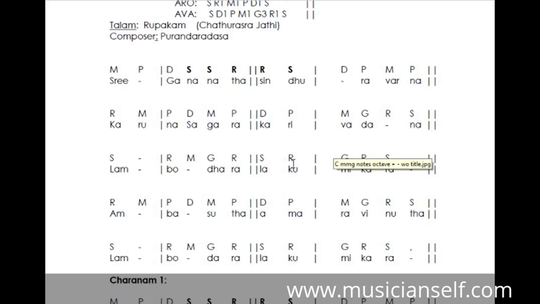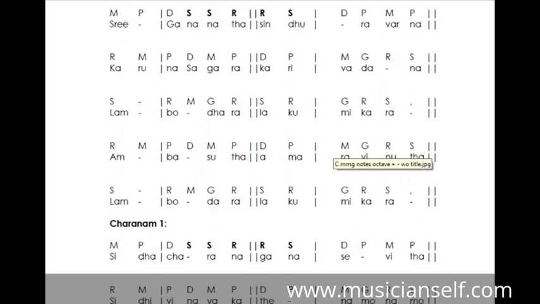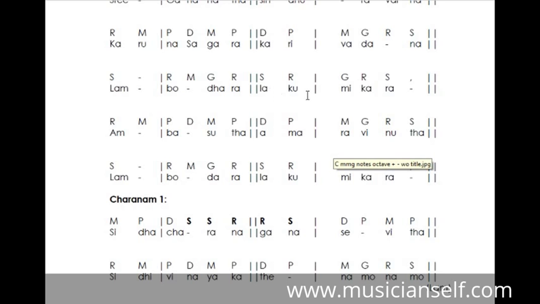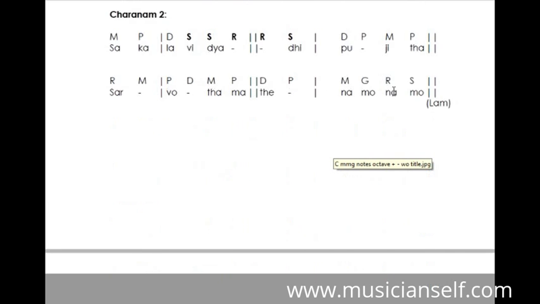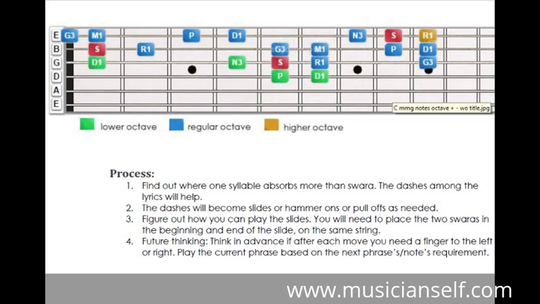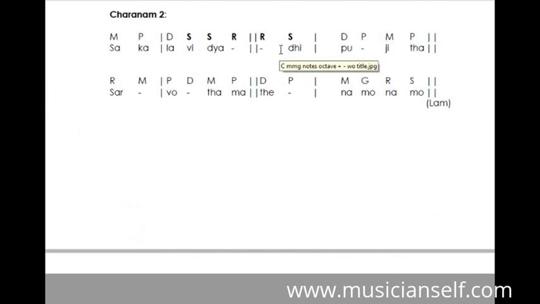Ka, la, ku, mi, ka, ra. You can see la, ku, mi, ka, ra. Hit on them. Sari, ga, re, sa. You can also play the sa and re on the 3rd string and ga on the 2nd string. Then it's again a repeat.